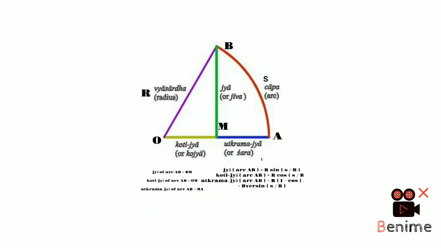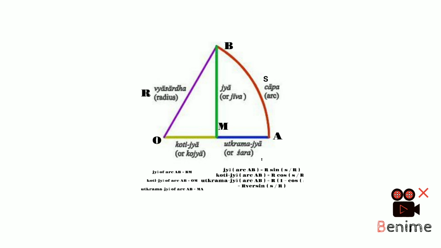Let us continue from where we left off, from the full bow that we discussed last time. To compute any trigonometric value, we need the half bow. The half string is called ja, and the distance between the finger and the perpendicular dropped on the arrow will be called kotija, and the remaining part of the arrow is called utkramaja.